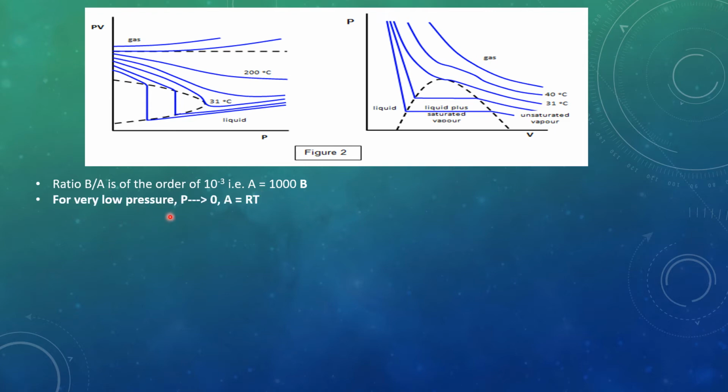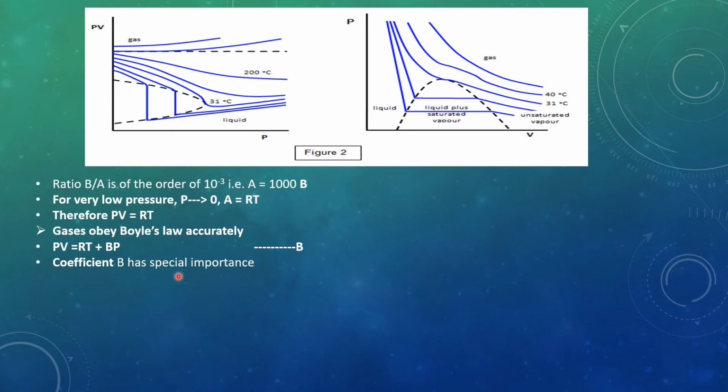Now for very low pressure, P tends to 0. For such pressures, A is equal to RT. That is, it obeys Boyle's law. Therefore, PV is equal to RT, because at low pressures the higher terms, that is the terms BP plus CP square, are all negligible. So PV is equal to RT. The gases obey Boyle's law accurately at these pressures.